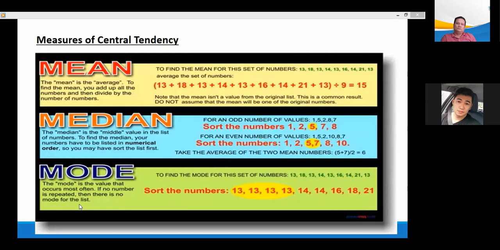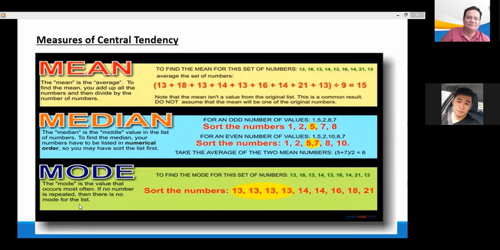To summarize the measures of central tendency, the mean is the average. To find the mean, you add up all the numbers and then divide by the number of numbers. Note that the mean isn't a value from the original list. This is a common result. Do not assume that the mean will be one of the original numbers.